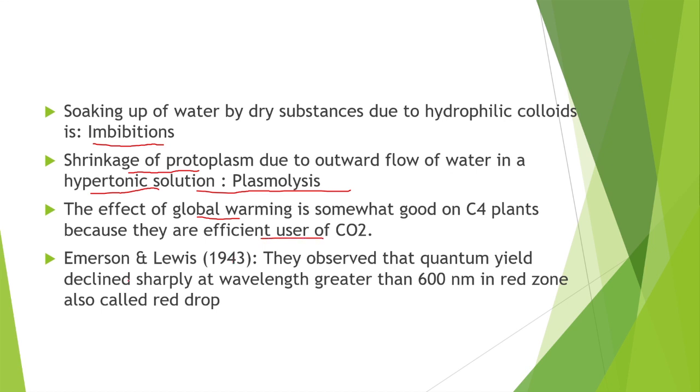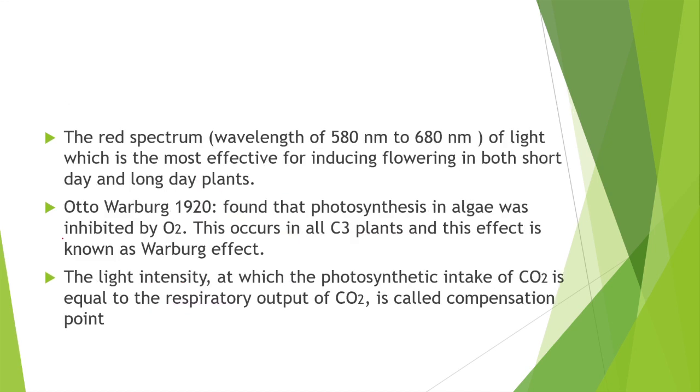In 1943, Emerson and Lewis observed that quantum yield declined sharply at wavelengths greater than 600 nm in the red zone. It is known as red drop. The red spectrum of light is the most effective for inducing flowering in both short day and long day plants. This red spectrum ranges from 580 nm to 680 nm.